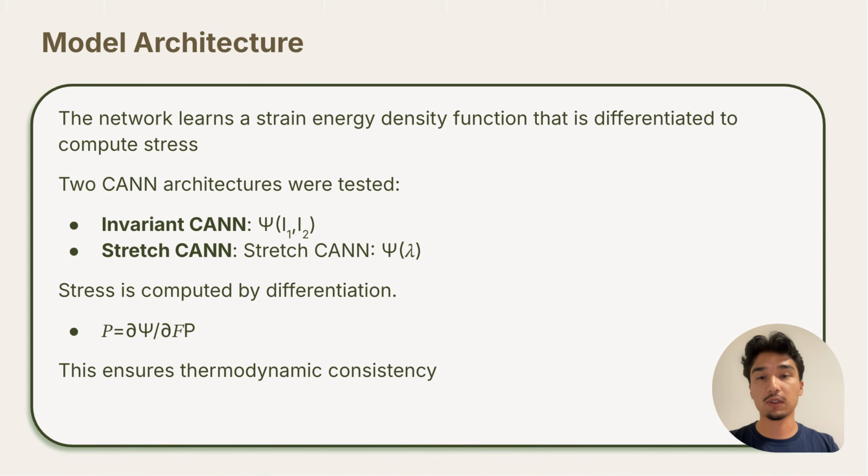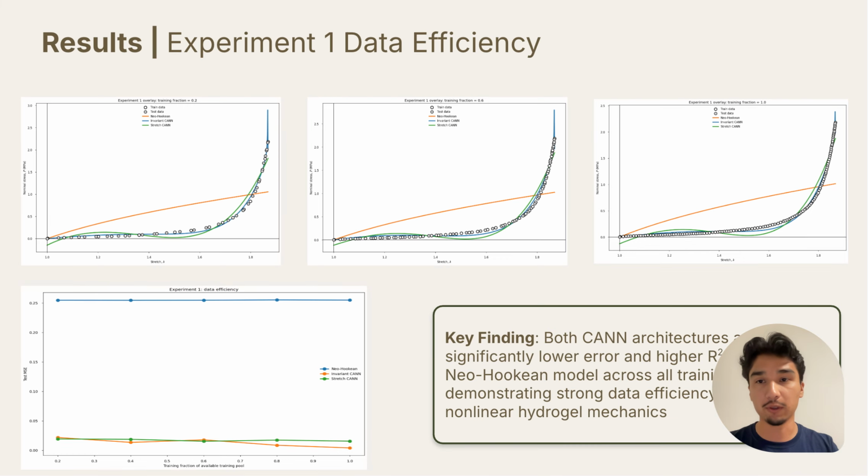For my project, I chose to assess two different CAN architectures. The first is the invariant CAN, where the strain energy function depends on the invariants of the deformation tensor, and the second is a stretch CAN, where the energy is modeled directly as a function of the stretch lambda. Both architectures follow the same physics-informed framework, but they differ in their choice of inputs to the neural network, ultimately affecting how the model learns the material behavior.